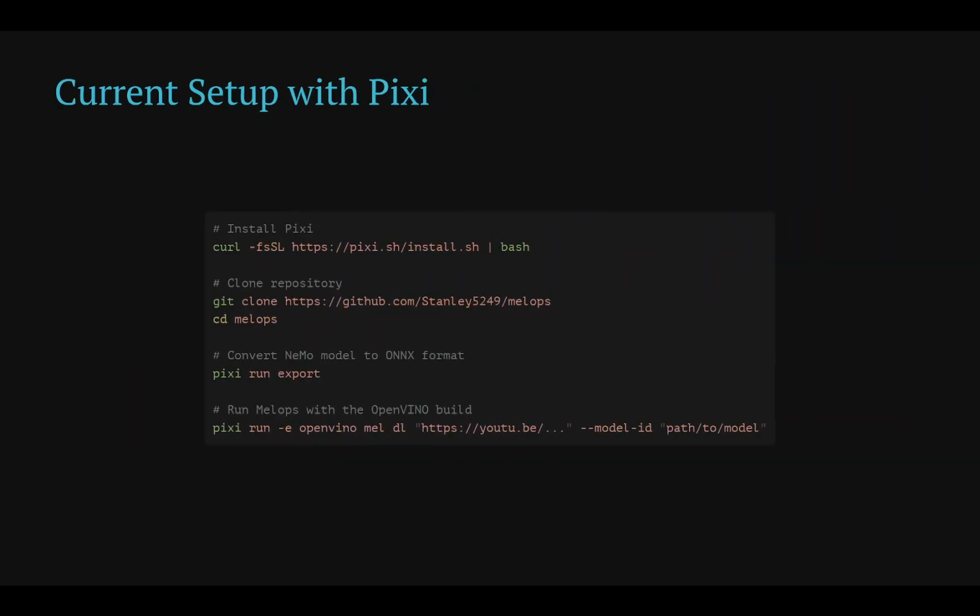The current setup uses Pixi, a package manager handling Python, Rust, and native libraries in one environment. Install Pixi, clone the repository, run the export command to convert the NeMo model to ONNX, then run Melops with the OpenVINO environment. Pixi creates isolated, reproducible environments with no dependency conflicts. However, this isn't ideal for non-developers, so I have future plans.